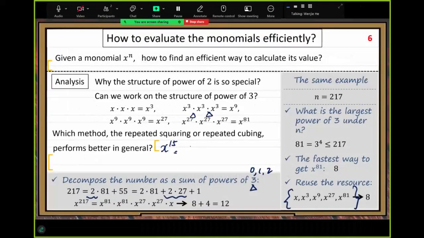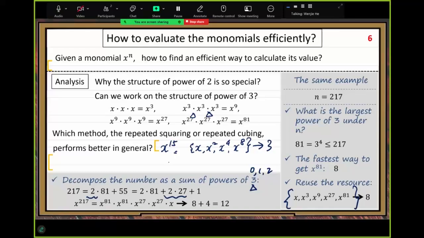Generate the resource pool: x squared, x to the 4th, x to the 8th, right? With 3 multiplications. X squared, x to the 4th, x to the 8th, 3 multiplications. That's all the resources we need. Okay? All right.